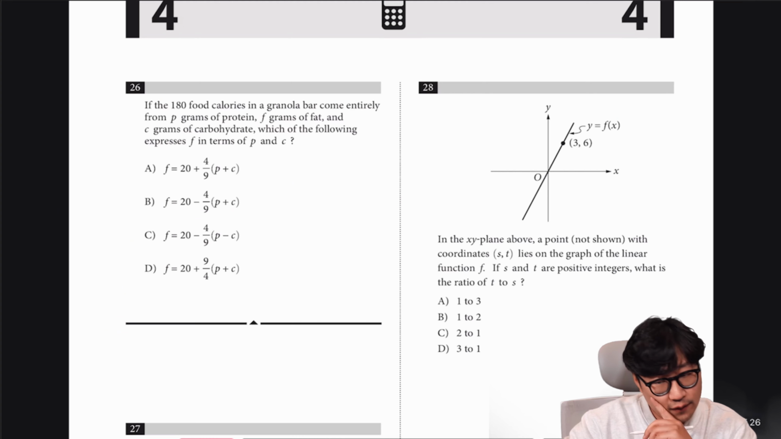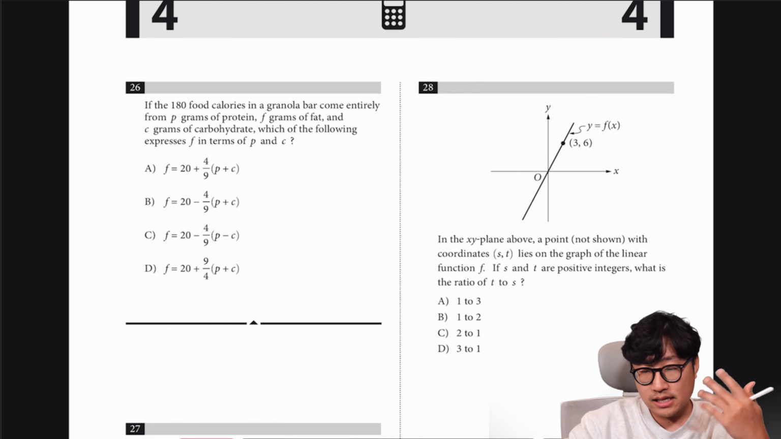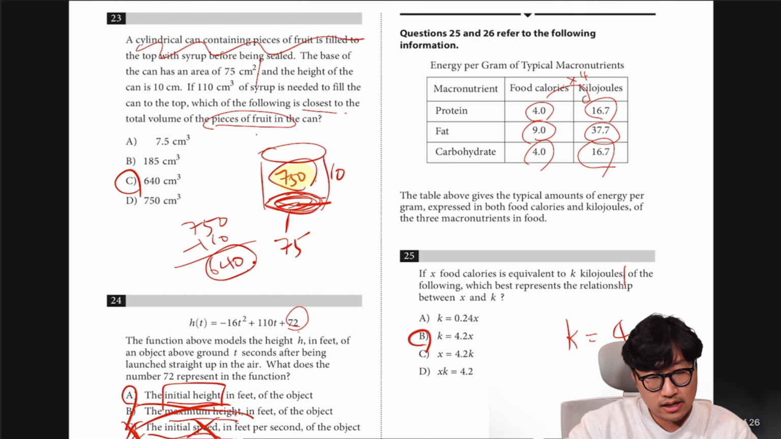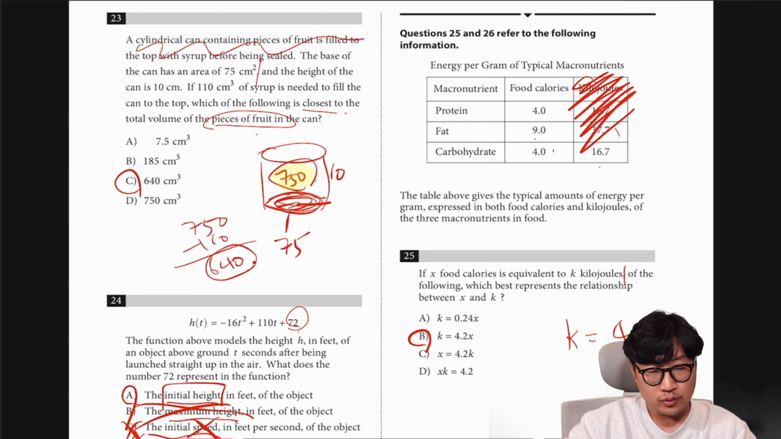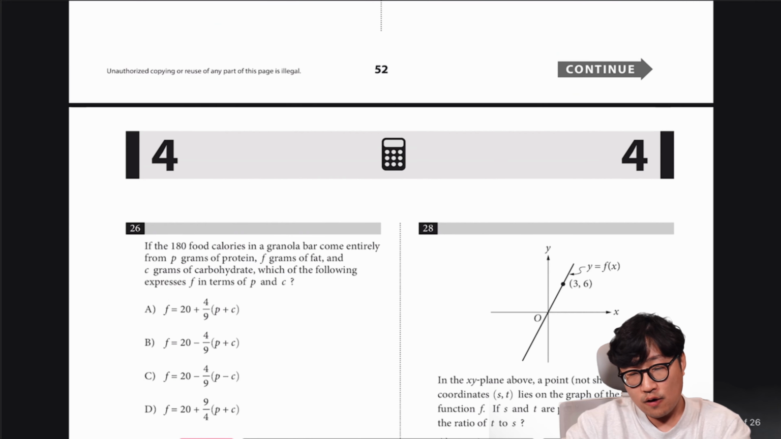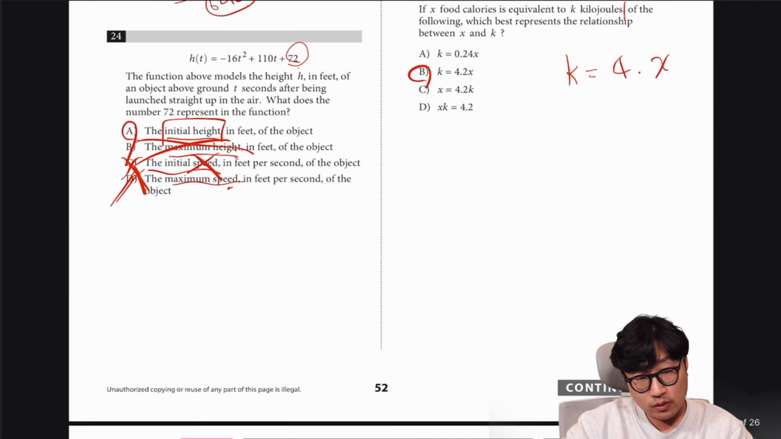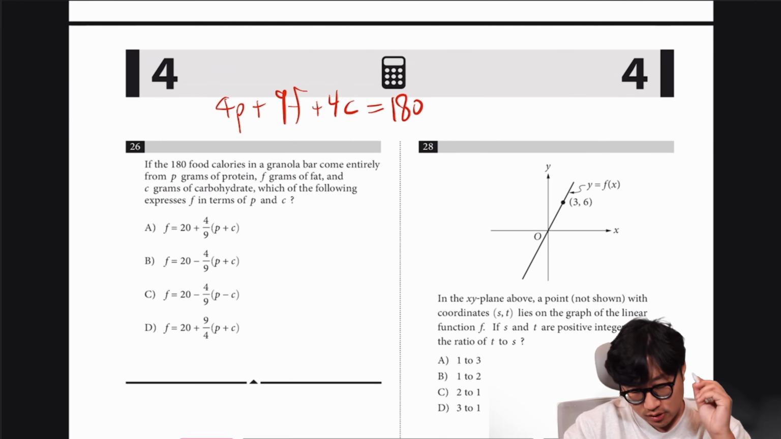Number 26. If the 180 food calories in a granola bar come entirely from P grams of protein, F grams of fat, and C grams of carbohydrate, which of the following expresses F in terms of P and C? So it's got a total of 180 food calories. First of all, I want you to notice we're talking about calories, so the kilojoules we don't need. Protein's got 4 each, fat's got 9 each, and carbohydrates got 4 each. So what we can say is 4P plus 9F plus 4C is equal to 180. And that is the equation that you're supposed to be thinking.